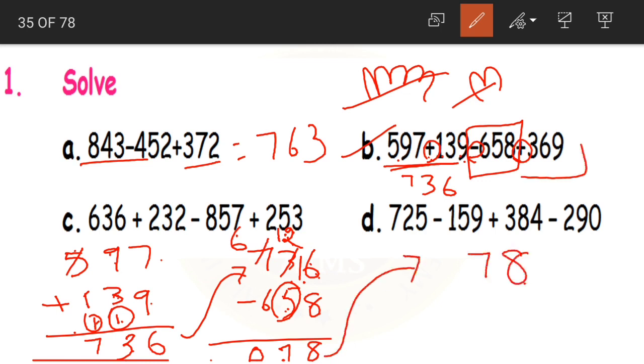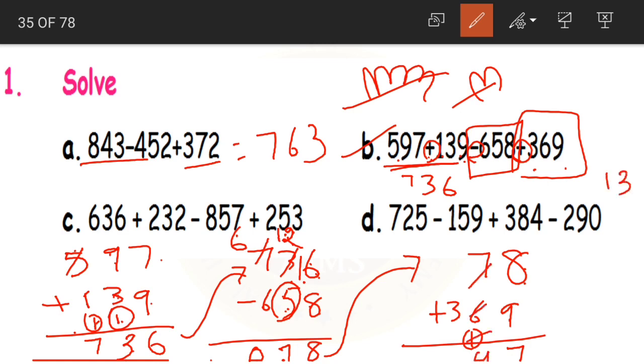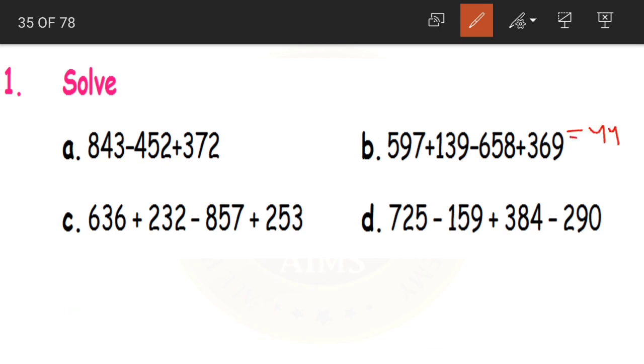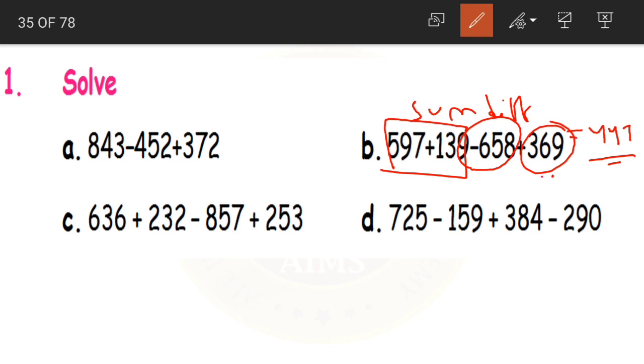Now what difference did we get? 78. For this 78, what do we need to do? We need to add how much? 369. Yes. Now 8 plus 9 is 17. So 1 carried. 7 plus 6 is 13. 13 plus 1, 14. Again 1 carried. 4 written here. 3 plus 1, 4. What is our final answer children? 447 is our final answer, right? First we added, to the sum we subtracted, and to the difference we added 369. We got 447 as our answer. Clear? Moving on to question number C.